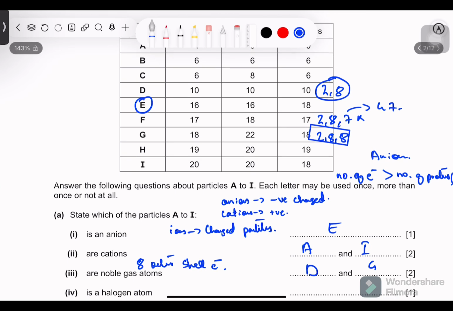Next is a halogen atom. We already decided halogens are atoms from group 7, elements from group 7. We call them halogens. So this is a halogen, which is F.